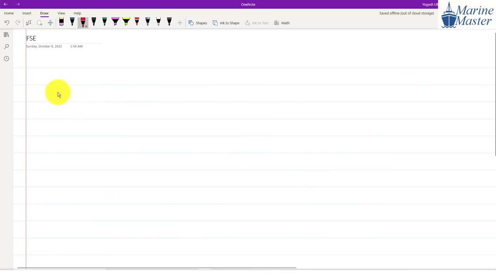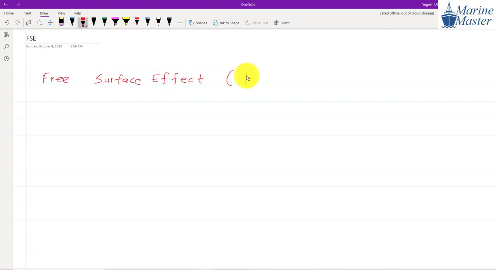Now give the next heading, guys: free surface effect. Everyone, give the next heading. And how do we denote free surface effect, guys? We denote free surface effect as FSC, guys. FSC, free surface effect.